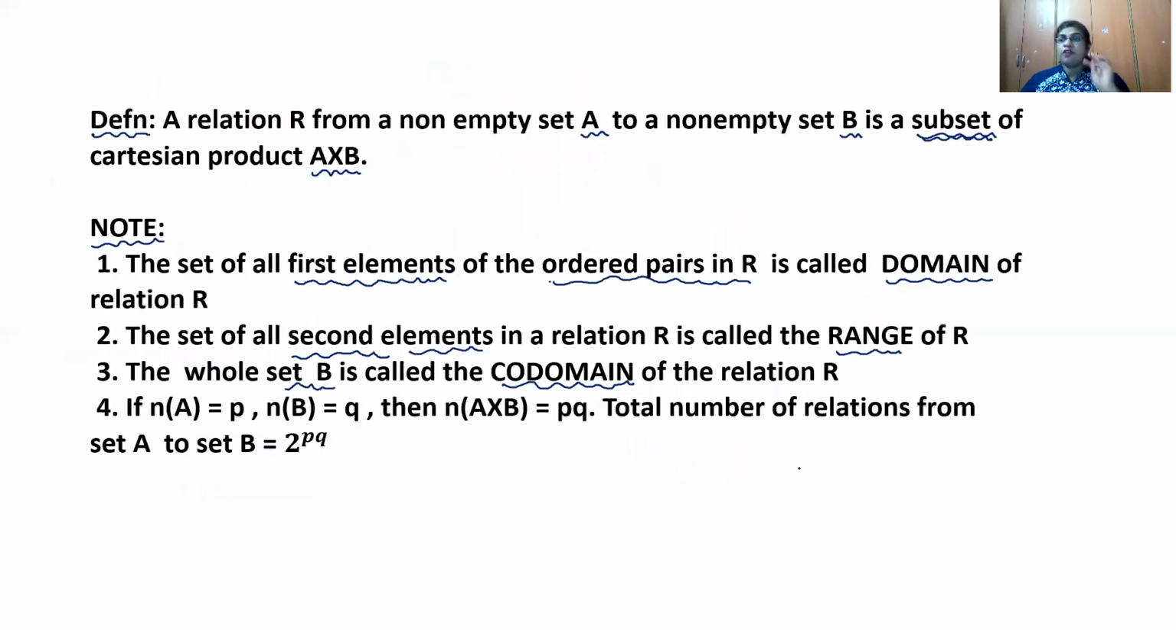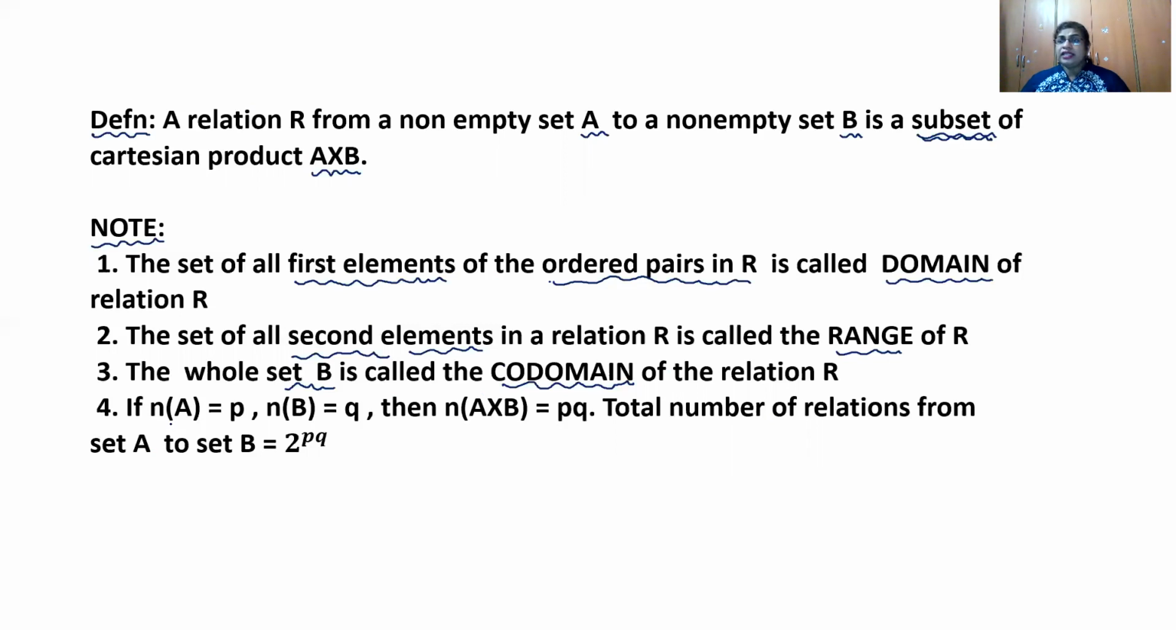Okay, so now we have understood 3 terms. One is you have learned what is domain. What is domain? In R, in the ordered pairs, the set of all first elements is called the domain. In R, in the ordered pairs, the set of all second elements is called the range, and the whole set B, the full second set, is called the codomain. Okay, yes.